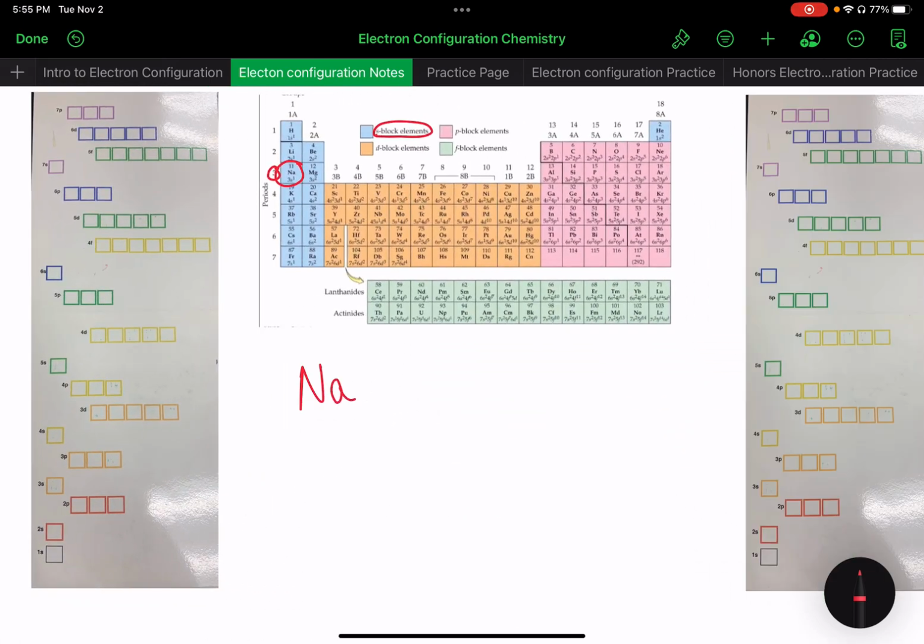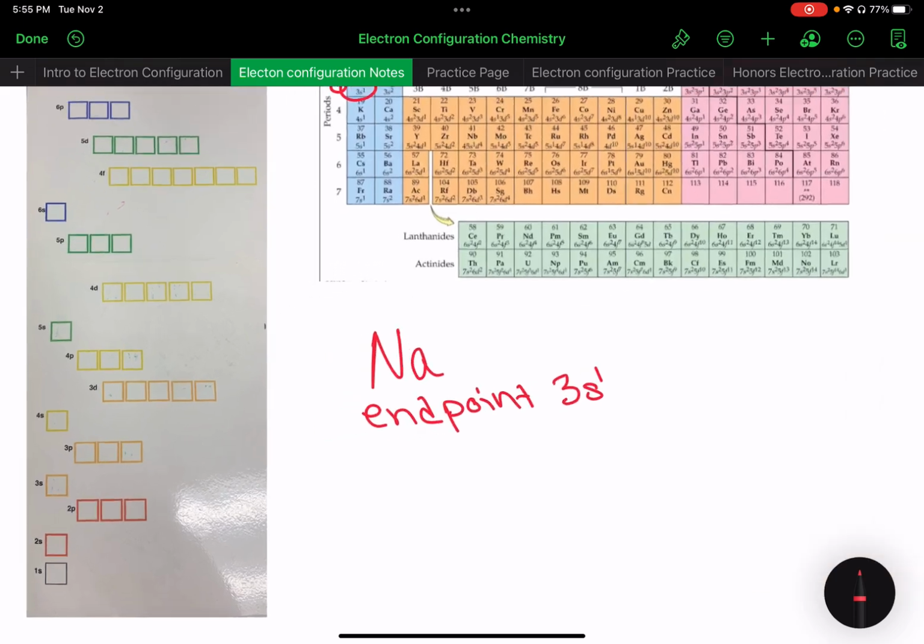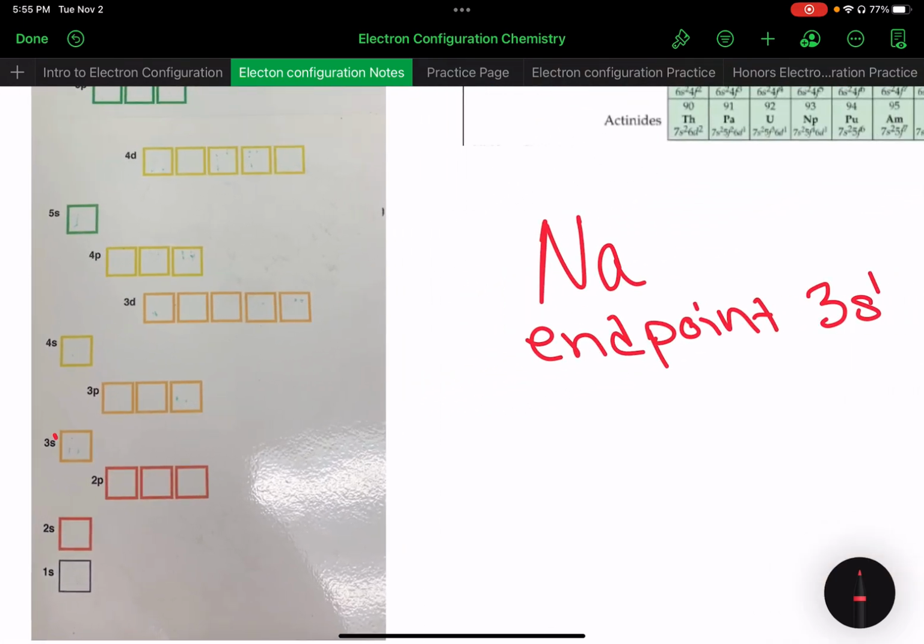So I know that my endpoint is 3S1. So if I go to my chart over here, here's 3S. I'm going to put one arrow in, and it's going to be up. We always do up first. Now, what this means is, if this is my endpoint, then everything below it is filled. That's what that means.